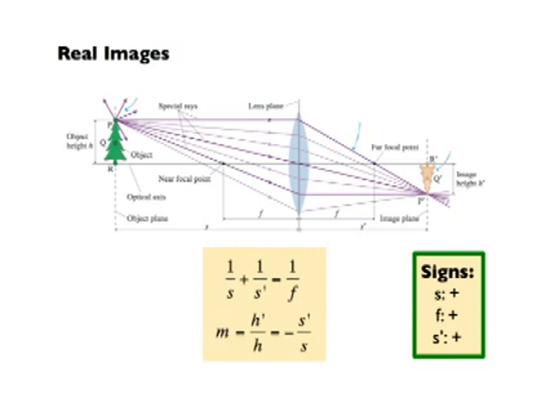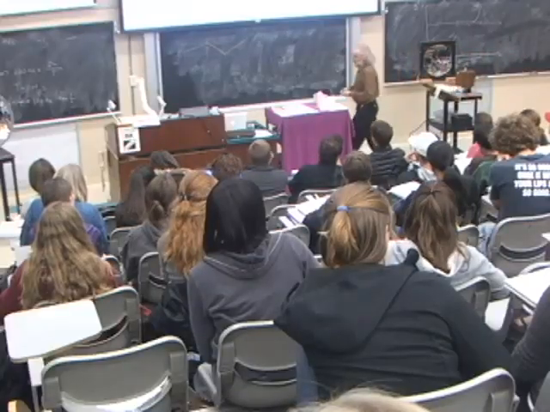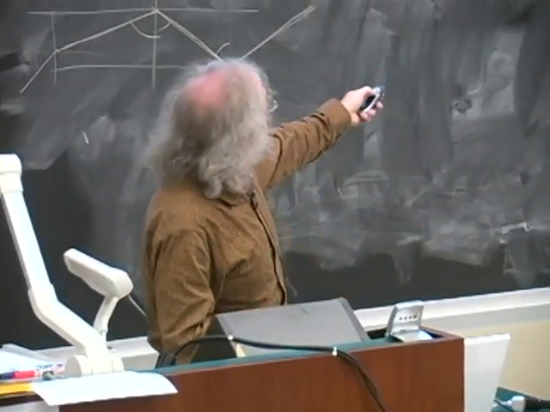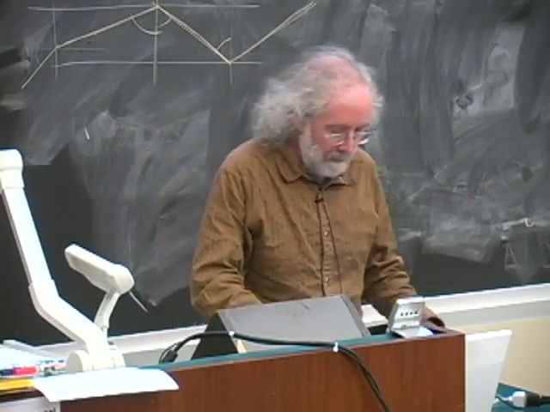But the image is upside down, as we saw. And the upside downness of it is why there's a negative sign here. The negative sign just tells you the image is inverted. If you come out with a magnification that's positive, that tells you that the image is upright. That's ultimately what it means for you. When we look at other cases, F and S prime could be negative, okay?